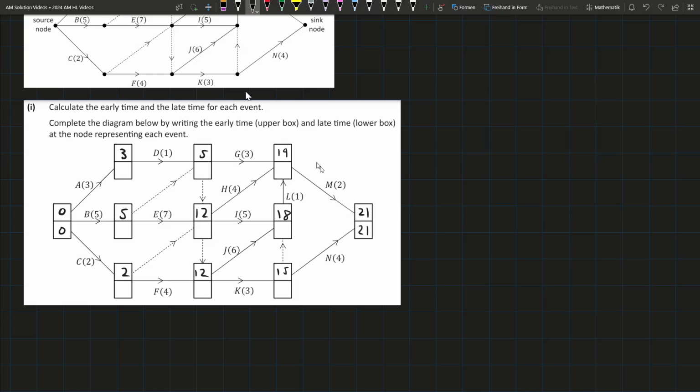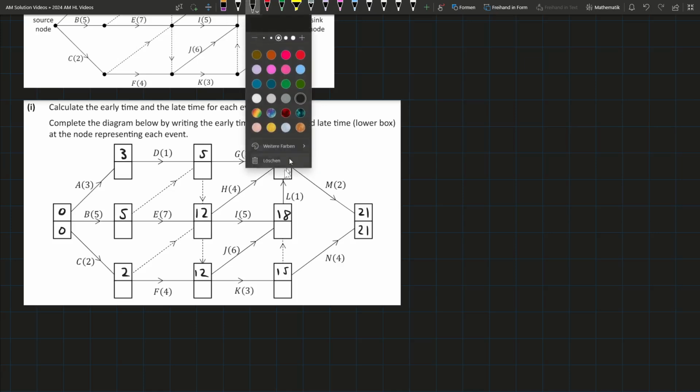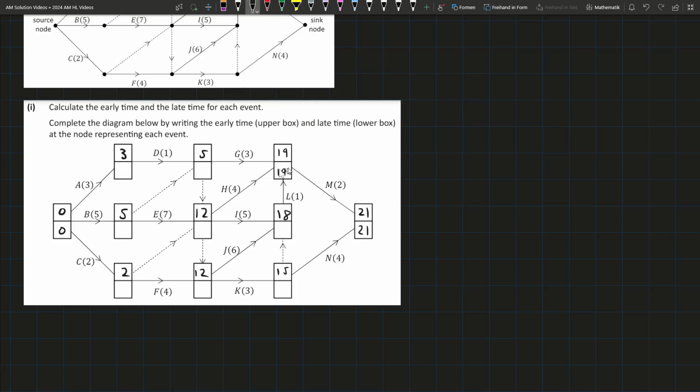And now we work backwards. So 21 minus 2 gives us 19. So we have to be here by day 19 or it'll be delayed. 21 minus 4 will give us 17. So the earliest we can get here is 15. But if we wait until day 17, it won't delay it, because 17 plus 4 will still make it on time. And that's kind of the idea that we're doing.